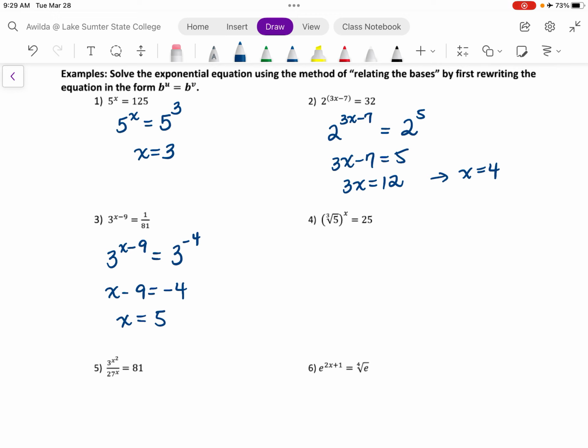Next, I have the cube root of 5, all raised to the x power, is equal to 25. On the left, I'm going to write this as 5 to the x over 3 power, and 25 I will rewrite as 5 squared. Two powers that are equal, that have equal bases, will have exponents that are equal. So x over 3 must equal 2, and then multiplying both sides by 3 will give us that x must equal 6.